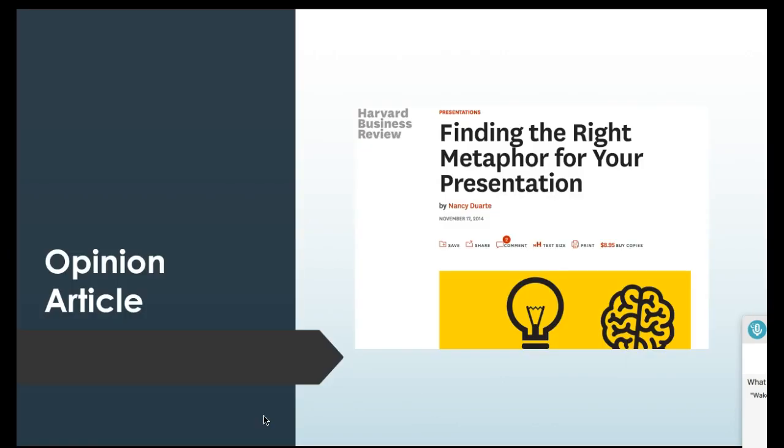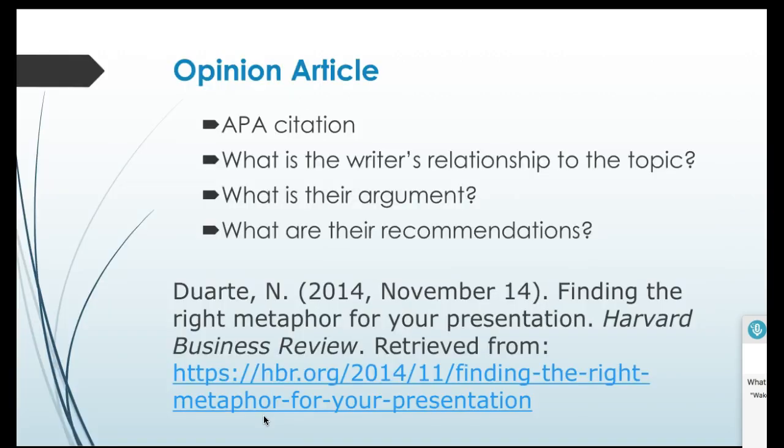So here's an example of an opinion article. Finding the right metaphor for your presentation. This came out of Harvard Business Review. This is not a research article. This is this person's opinion on getting the right metaphor in your presentation. So in opinion articles, I'm asking that you provide an APA citation, what the writer's relationship to the topic is, what their argument is, and what their recommendations are.